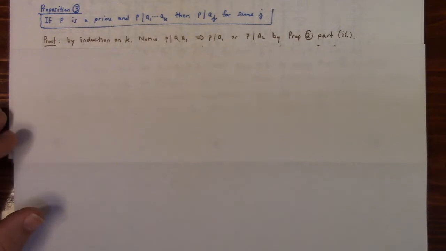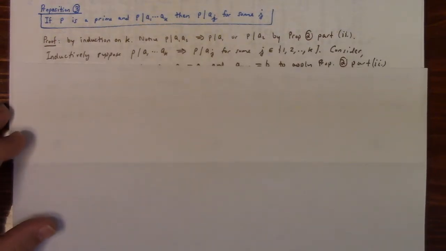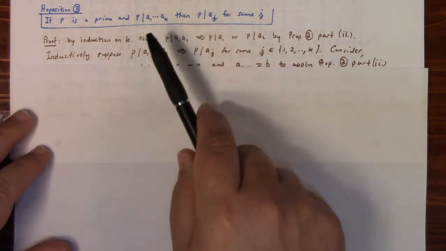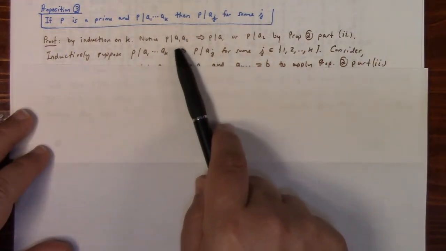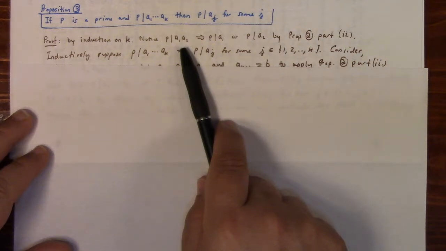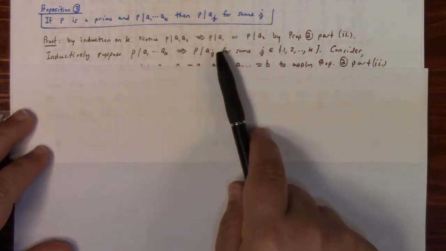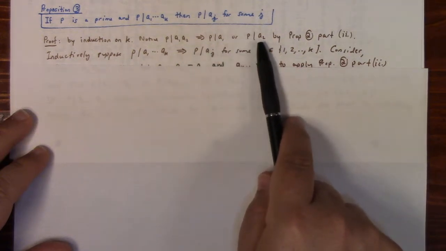All right? So here's how the proof goes. It's by induction on the number of things in the product. So first of all, if you have two things, then proposition 2, part 2, said that if p divides ab, then p divides a or p divides b.